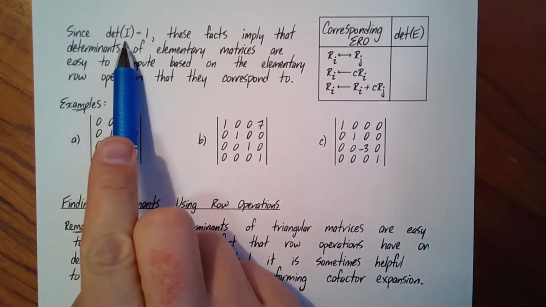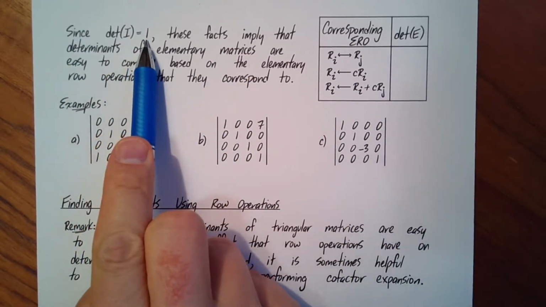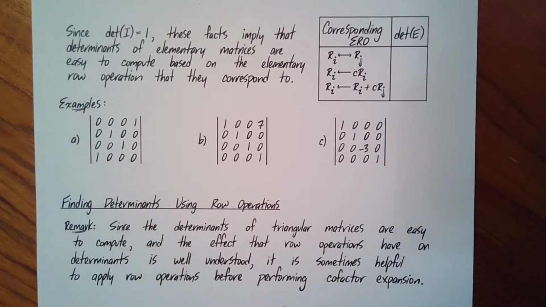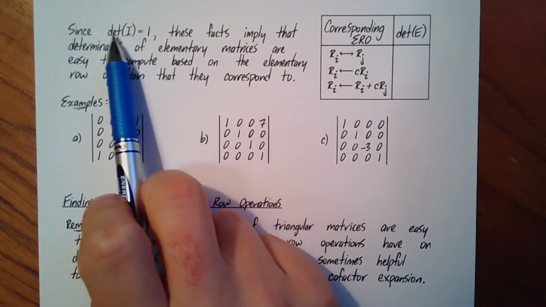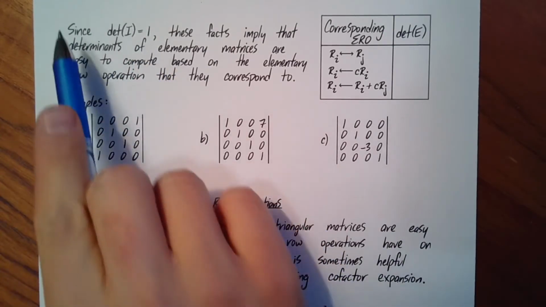Since the determinant of the identity matrix is equal to 1, why is that the case? Well, if you think about it, the identity matrix is diagonal. The only non-zero entries are on the main diagonal. They're all equal to 1. A diagonal matrix is automatically both upper and lower triangular, and the determinant of a triangular matrix is just the product of the entries along the main diagonal. So in the case of the identity matrix, all of those diagonal entries are equal to 1. If you multiply them, guess what you get? Positive 1. So that's the reason the determinant of the identity matrix is equal to 1. So let's start with that.